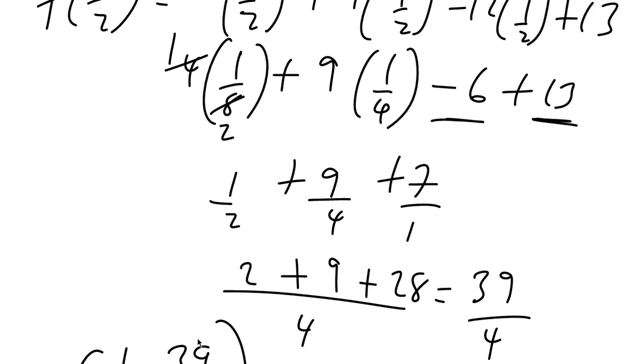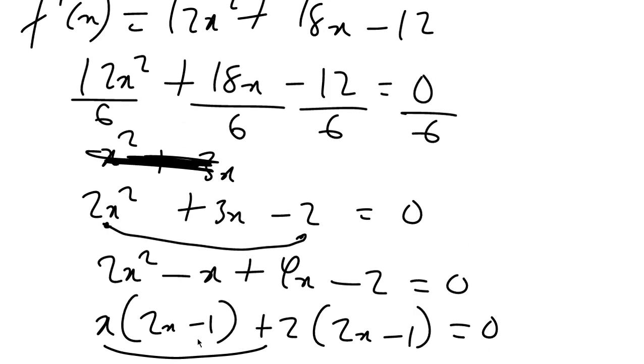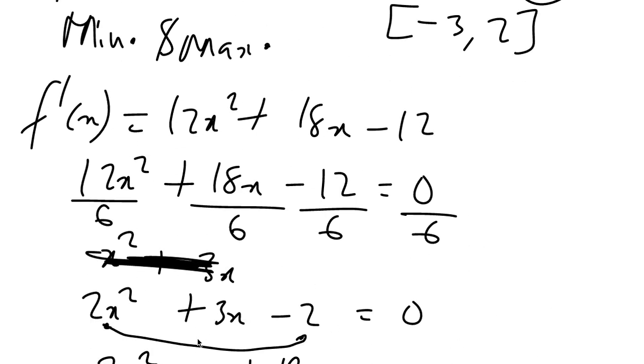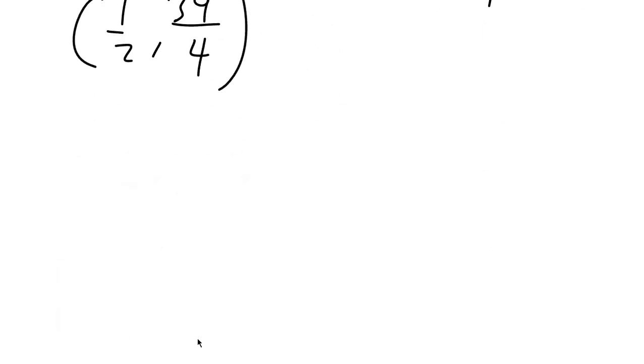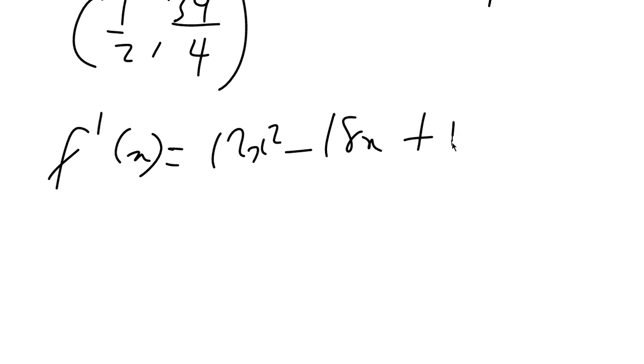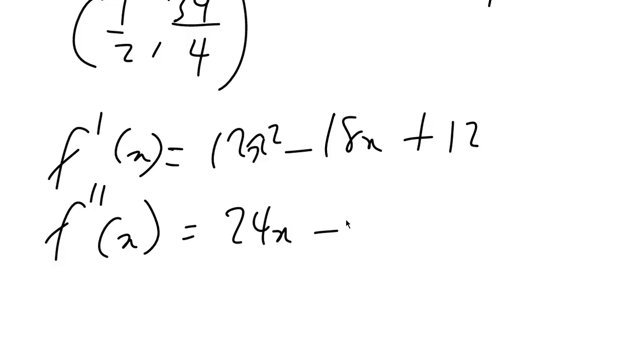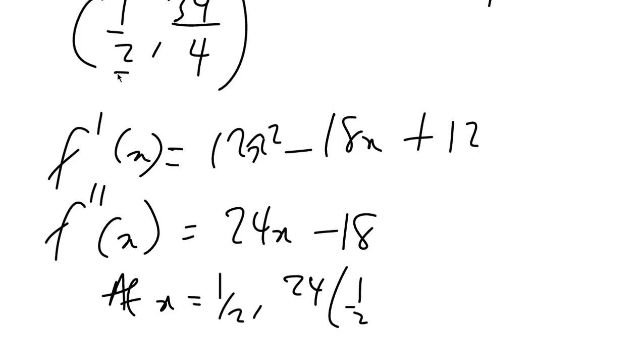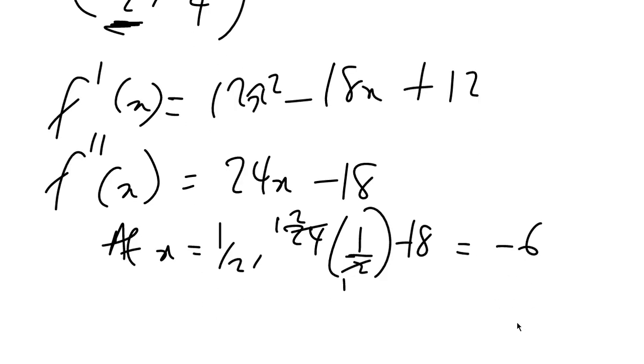So which of them is the min or max? I want you to be able to tell me. Right? So remember that the first derivative was 12x squared plus 18x minus 12. And then if we get the second derivative, 2 comes down, right? So it becomes 24x minus 18. So test these values. At x equal to half, what are you having? 24 into half minus 18. 2 into 24 is 12. 12 minus 18 is negative 6. You can see that the second derivative is less than 0.